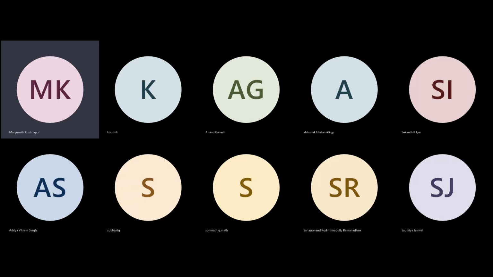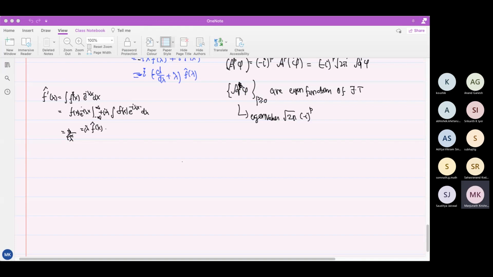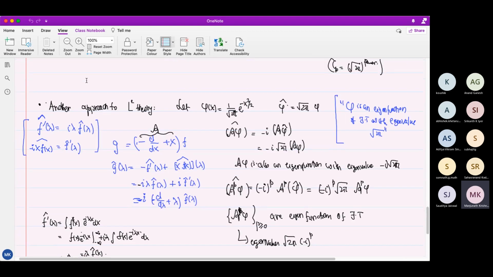Okay, so I wanted to finish up the real Fourier analysis on the real line with a couple of things. One is the thing that I was saying, another approach to L2 theory. The reason I introduced it, not that we will use it, is that it's nice to know that there are these approaches, and there is this whole business of Hermite functions which come in.